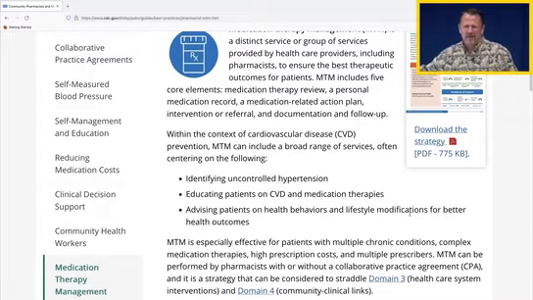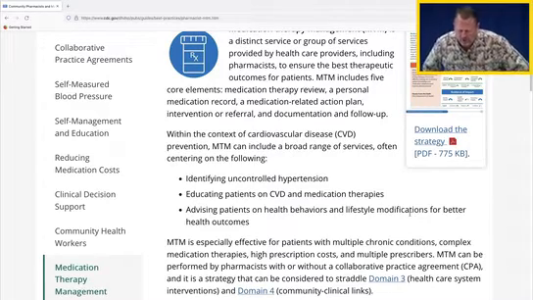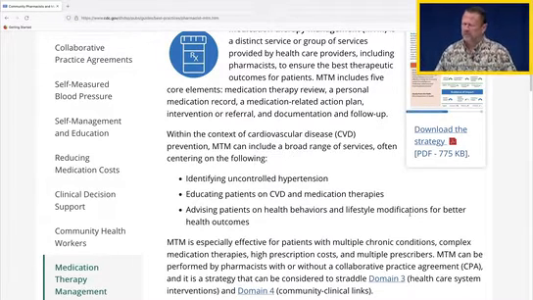When we have a culture that does not promote healthy behaviors and lifestyle modifications, you're not going to have a healthy culture.